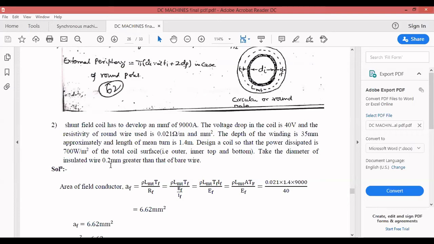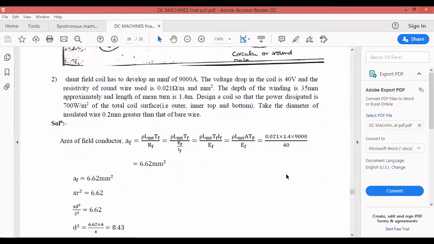Take the diameter of insulated wire 0.2 mm greater than the bare conductor. So to design the coil, you have to design the number of turns, the current, and the loss. What is the loss, Qf, you have to calculate. Along with that, you have to calculate the exciting current and the diameter of the conductor. Okay, let us do it now.